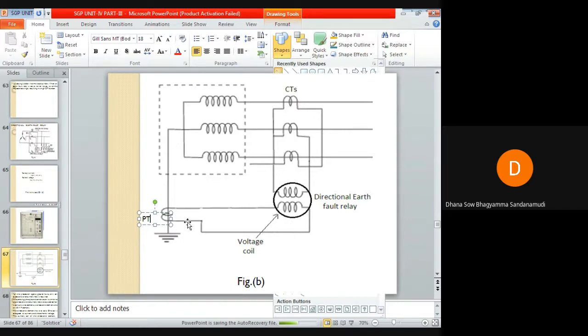The IDMT element, the inverse definite minimum time element, has a plug setting multiplier value of 20% to 80%. So this is the operation of a directional earth fault relay.